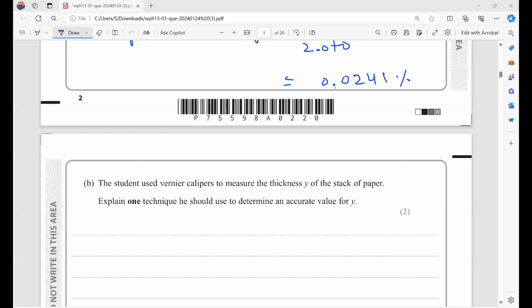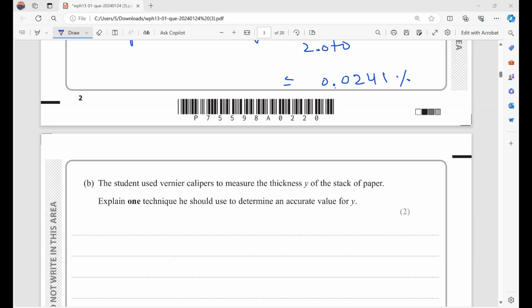All right, so part B says the student used Vernier calipers to measure the thickness Y of the stack of paper. Explain one technique he should use to determine an accurate value for Y. So the thing is, if you want to get an accurate value for any measurement, to improve accuracy, what you can always do, no matter what that instrument is or what measurement you're doing, you can repeat the values. Repeat it several times.